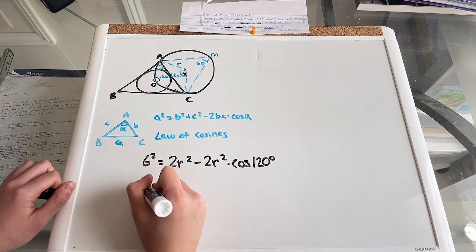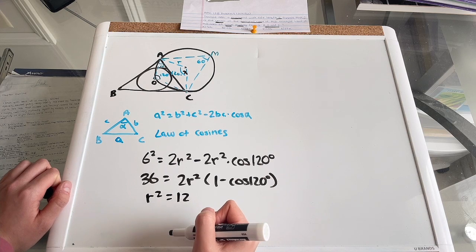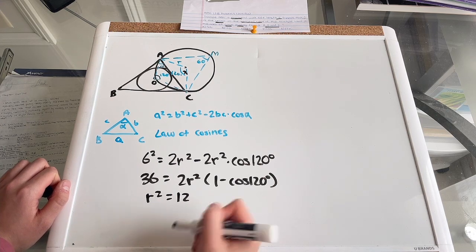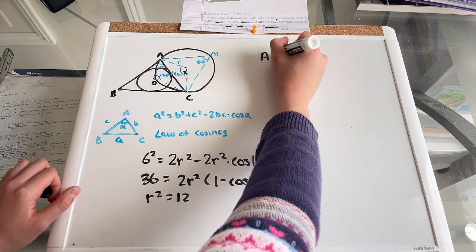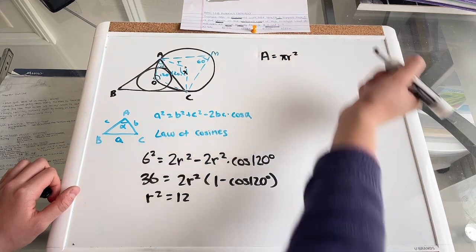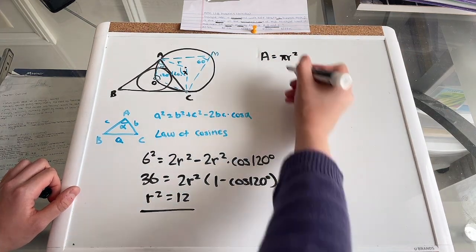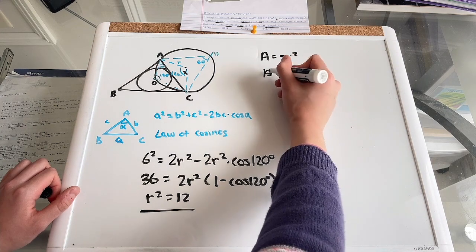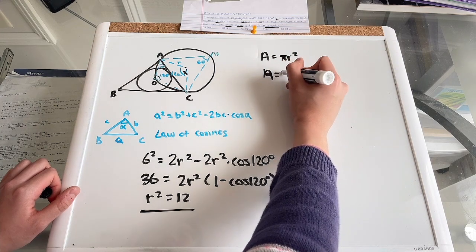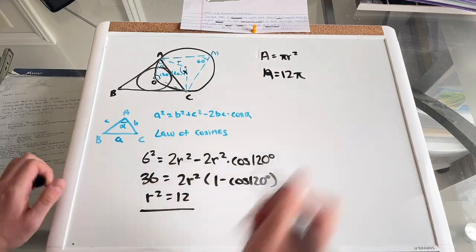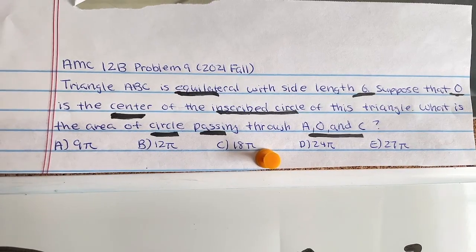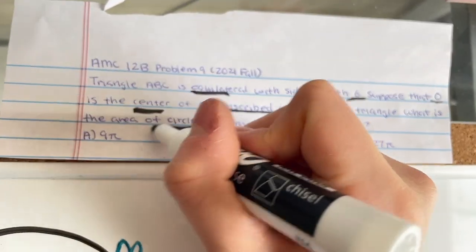Now we simplify. Remember, we are trying to find the area of the circle, and the area of a circle is equal to pi r squared. Since we know that r squared is 12, we just plug it in, so the area of the circle would equal 12 pi. Taking a look at our answer choices, the answer is B, 12 pi.